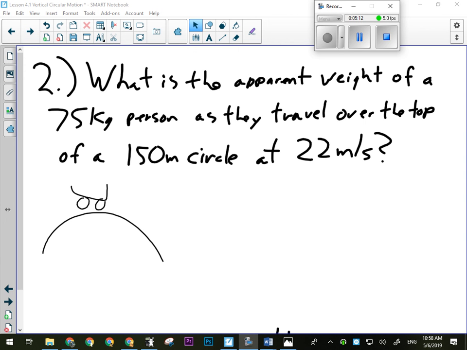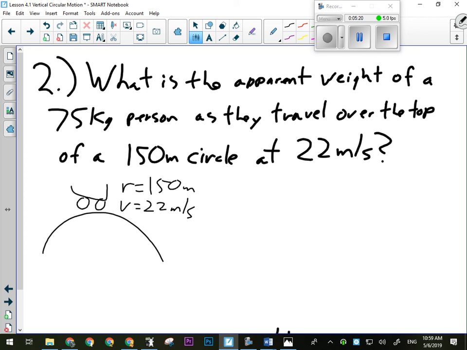All right, so what we have here is radius, 150 meters. We have speed, 22 meters per second, and we have mass, 75 kilograms. The situation we're in is that gravity is pulling into the circle while normal force is pushing out of the circle, and that's what we're looking for because that's what apparent weight is. So we're trying to solve for normal force.